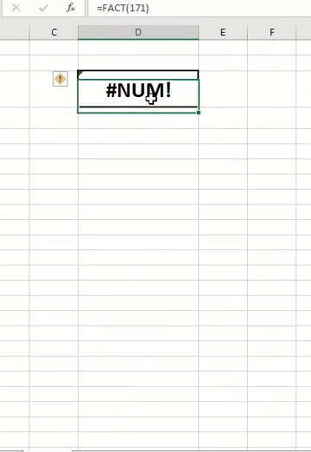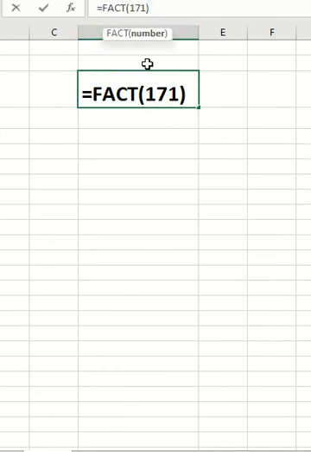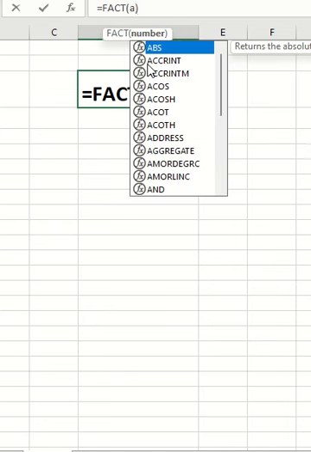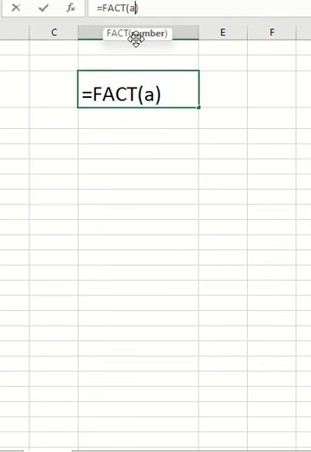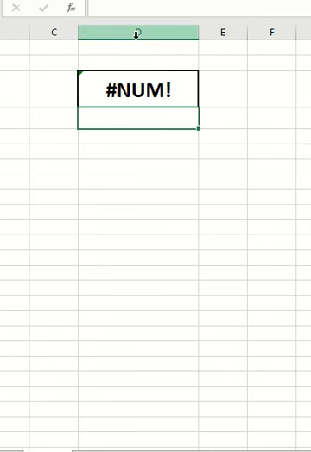And also, suppose I write =FACT and I don't write a number but some text or something, again I will get an error because it is non-numeric. And if you write a negative number, for example -5, we will still get the #NUM! error. But this is how we can easily find the factorial using Excel and using only the FACT function.